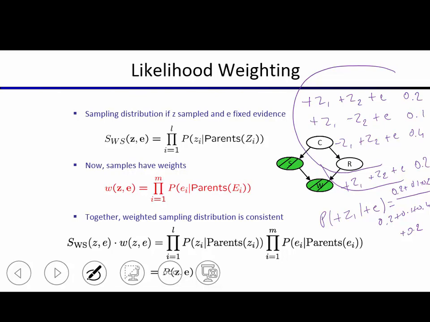All right, so that's likelihood weighting. Any thoughts on what the weaknesses of likelihood weighting might be? What kind of situation would it maybe not work so well? And you would need a lot of samples before you might get any reasonable answer out. Over there?